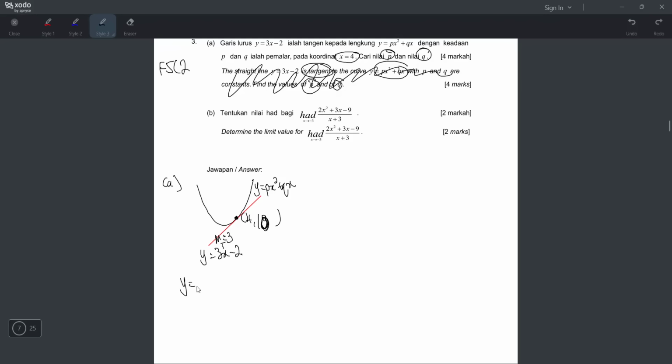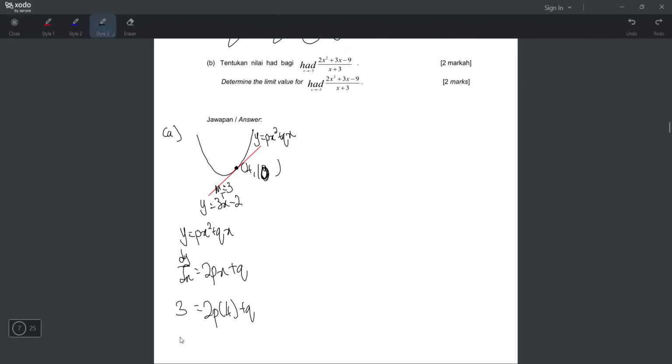All right, so I'll write the curve equation: px squared plus qx. When you differentiate this, dy/dx, you will get power darab depan, so 2p, and then power minus 1 is x. Differentiate qx is just q. This is called the gradient function, or gradient of the curve. Then you sub the x coordinate 4 inside, and you will get the gradient of the tangent. Since they say the gradient of the tangent is 3, I'll write 3 here. So 3 equals 8p plus q.